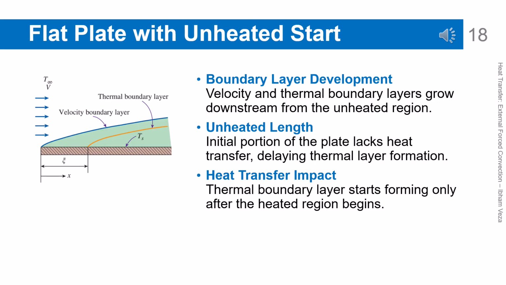Flow over a flat plate with unheated start. This slide explains the condition when flow passes over an initial unheated section of a flat plate. In this region, the velocity boundary layer has already developed, but the thermal boundary layer has not yet formed. The thermal layer starts to develop only after the heated section begins. This affects the distribution of heat transfer along the surface. This concept is important in designing heating systems with limited heating zones.